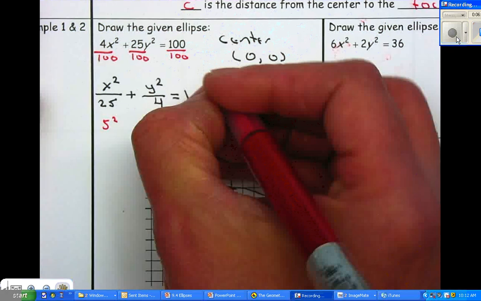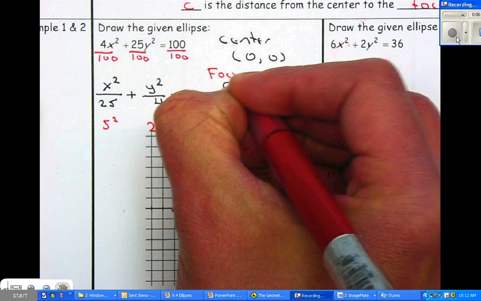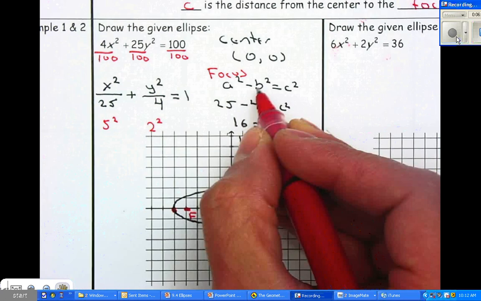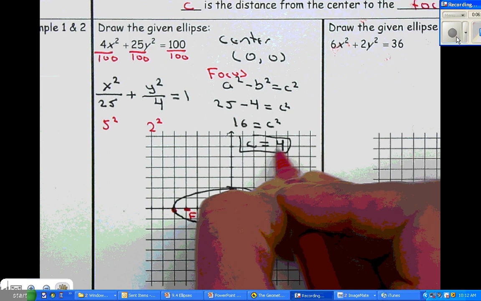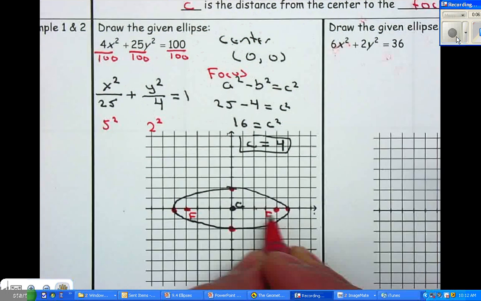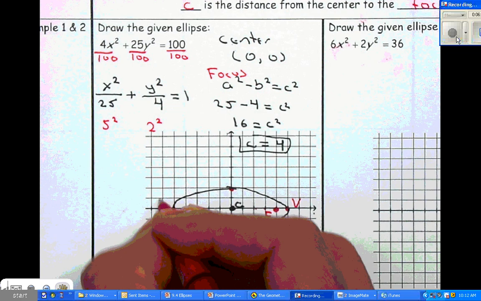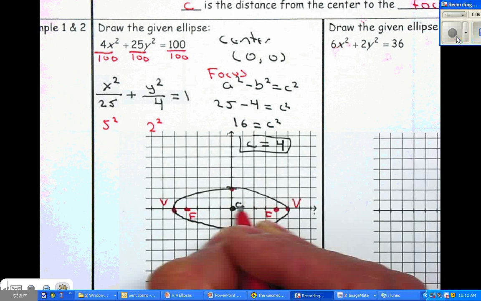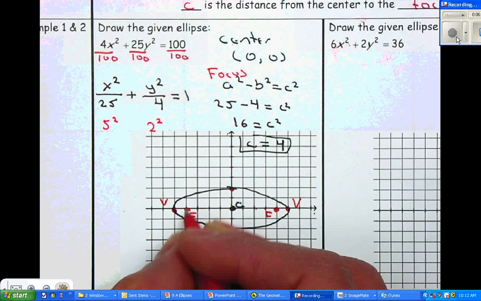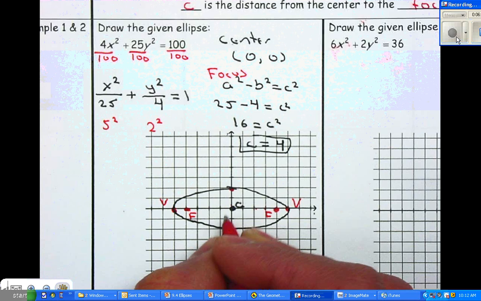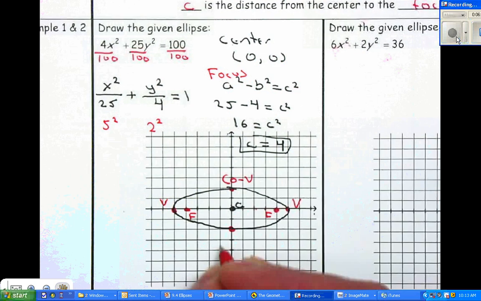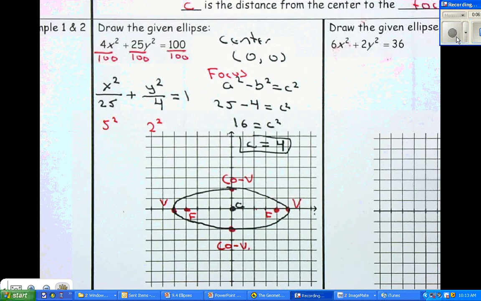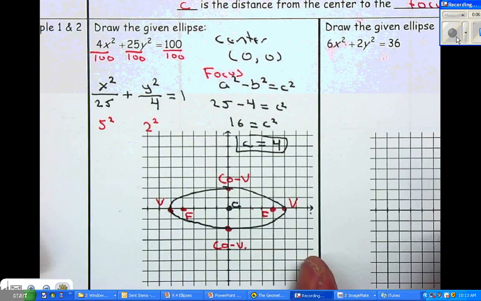Now remember that this is how we found our focus, by using this formula, a squared minus b squared equal to c squared. We substitute, and that will give us the value of c. Remember that your longest side is your vertex, and that's where your focus will be located. Your focus has to be inside the ellipse. The shorter side will be your co-vertex, and then we're done. Let's go and look at example number 2 on the right hand side.